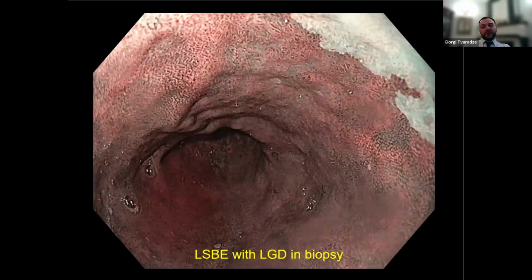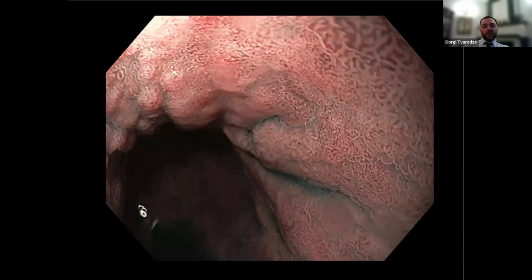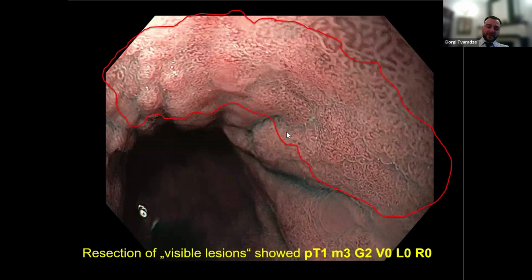So now let me show you an example. This is a patient with Barrett's. You can see long segment Barrett's with low-grade dysplasia in biopsy. They sent this patient to us. But during the endoscopic assessment, and you can also look closely, you can see here is a visible lesion already. So we can see here the visible lesion. So we performed endoscopic resection, not the ablation. And actually it was mucosal cancer.